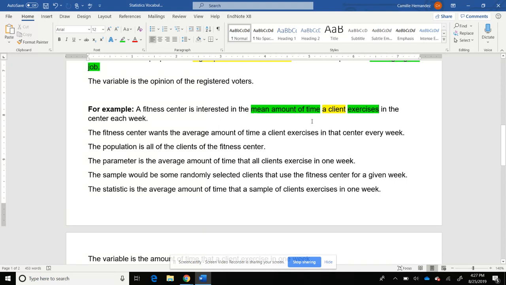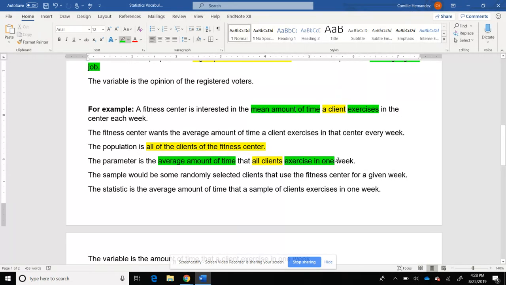So for the population, it's who I want to study. So if we're looking at the clients, I want to know all the clients in the fitness center, because that's your population. Anybody who's considered a client would be part of that population for that fitness center. All right. So the parameter. So again, I want to know about all the clients. So here's my key, all clients. Again, trying to get everybody in that population included. But I have to take that step further and go to the amount of time they exercise in 1 week.